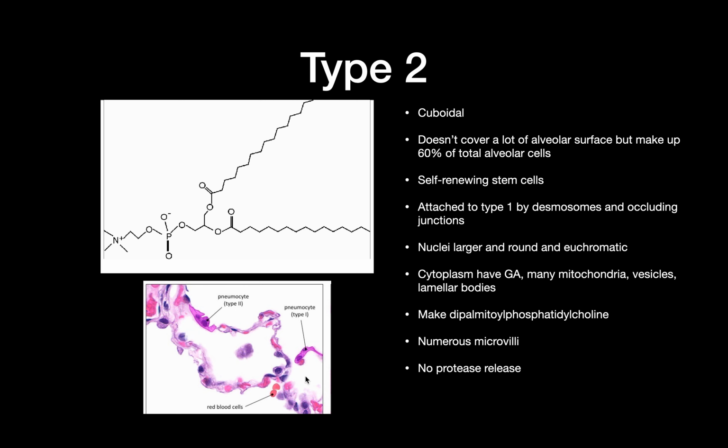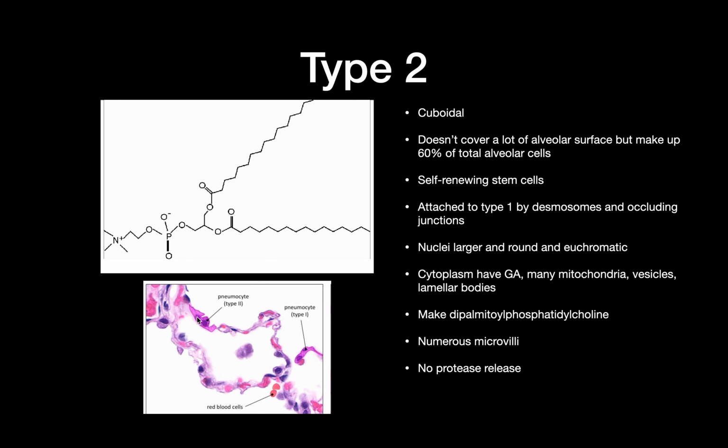So the type 2 cells are going to be cuboidal cells, and they make up the majority of the total alveolar cells, and these are self-renewing stem cells. They are attached to the type 1 cells by desmosomes and occluding junctions, and the nuclei are going to be larger and rounder. So remember, this is a differentiating factor. The type 1 cells are going to have a flat nucleus. Type 2s are going to be round.